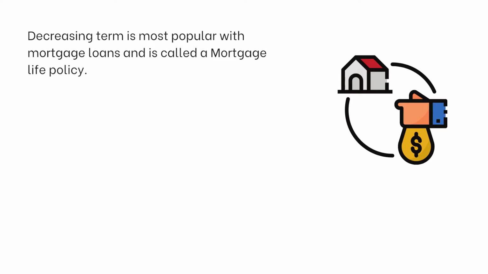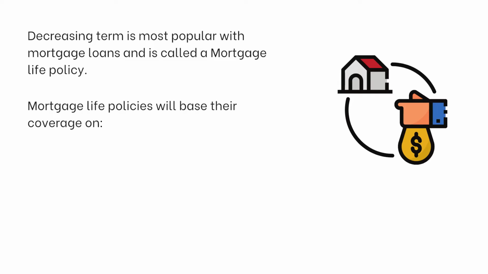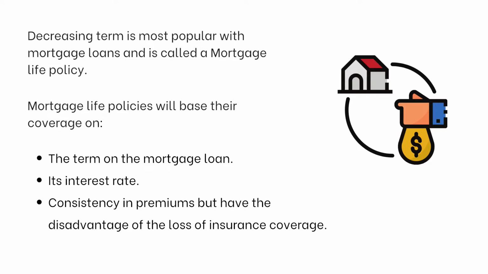An example would be a variation of loan coverage, such as personal loans and auto loans, but most popular with mortgage loans, and is called a mortgage life policy. Many mortgage life policies will base their coverage on the term of the mortgage loan and its interest rate. This type of policy offers consistency in premium, but has the disadvantage of the loss of insurance coverage.